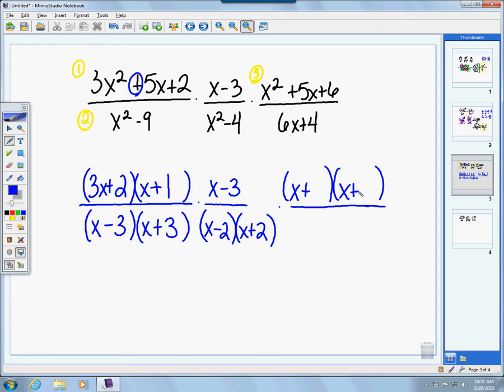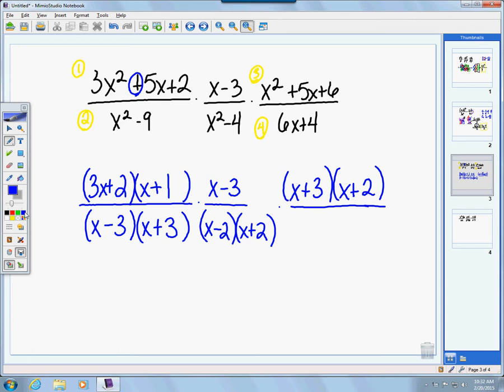And I'm going to break apart 6 in this case as a 3 and a 2. Okay, again, you can check that by foiling that out and seeing if you get back to the original x squared plus 5x plus 6. If you don't get that back exactly, then you factored incorrectly, and you should go back and try again. And then the last one that we have, 6x plus 4.